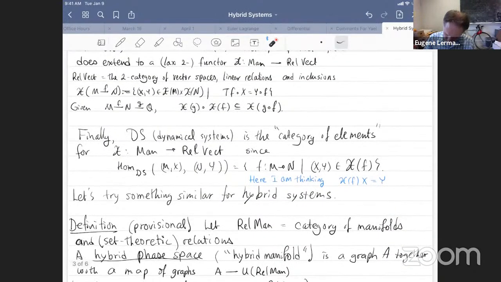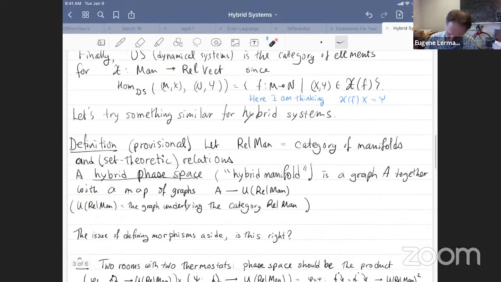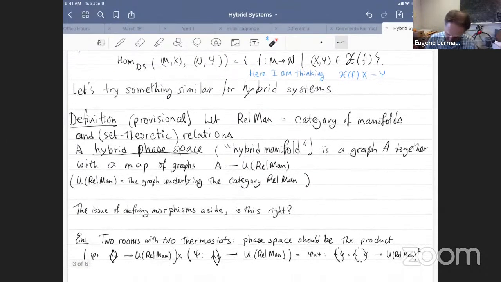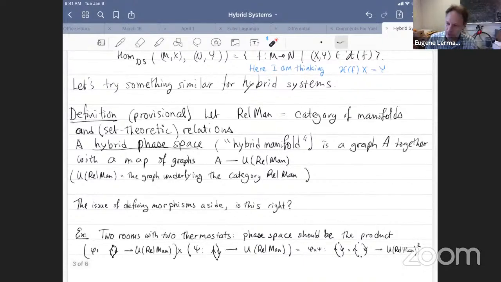And then you can associate to this functor a category of elements. Because if you stare at how the morphisms between dynamical systems are defined, they're exactly this: smooth maps satisfying this condition, X, Y sits in the relation. So you can think of it as the relation applied to X gives you Y. So what I want to do is try something similar for hybrid systems. So let's try the following definition.